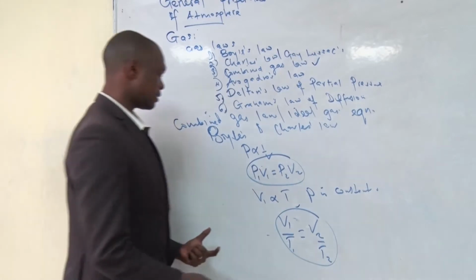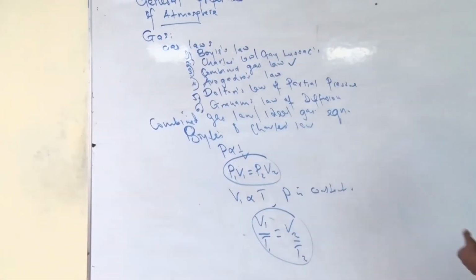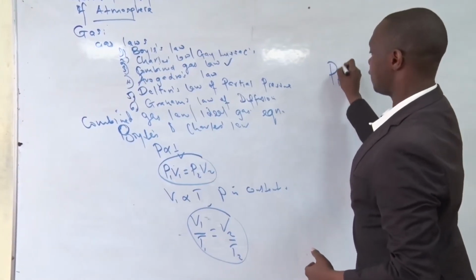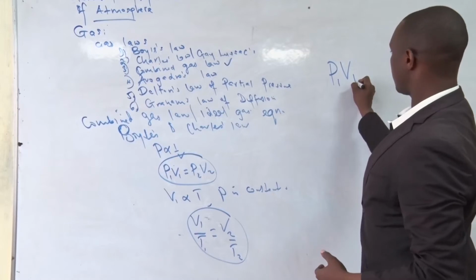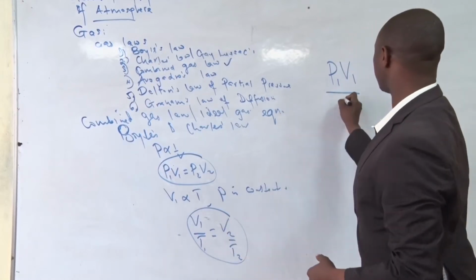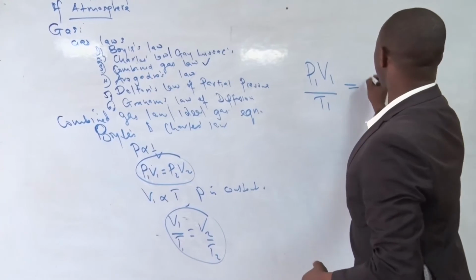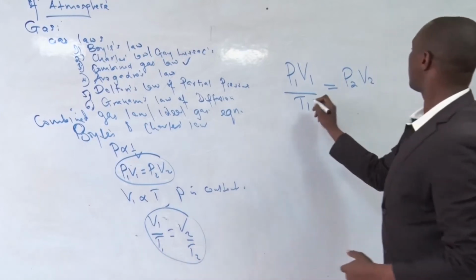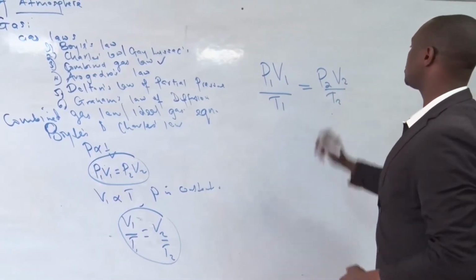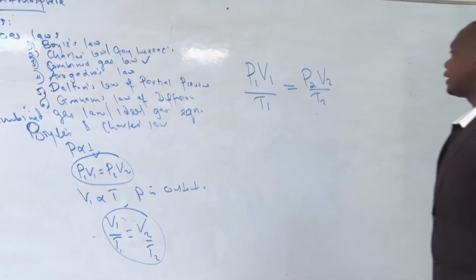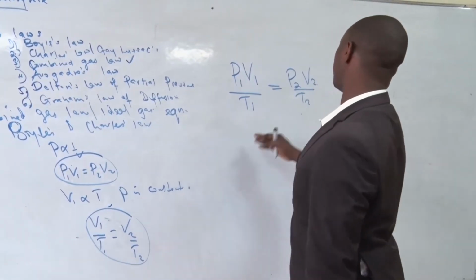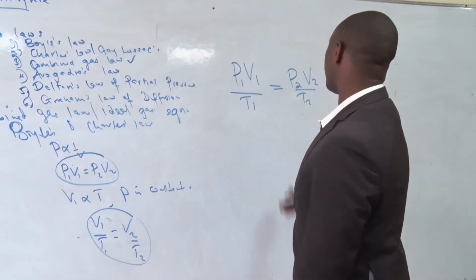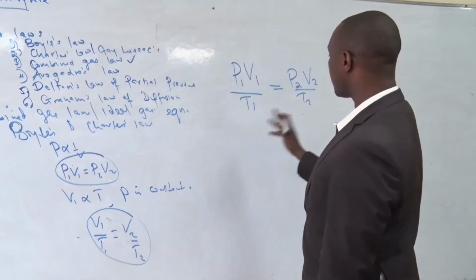Now, when we combine these two laws, we are going to get P1 V1 over T1 is equal to P2 V2 over T2. Again, you can be told to identify the value of P1, the value of V1, the value of T1, by making each the subject of the formula.